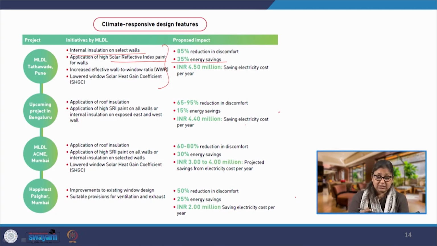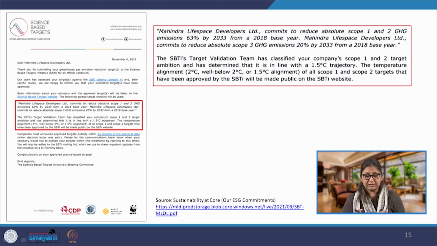Other strategies that they have adopted are roof insulation, improvements on existing window design, and provisions for ventilation and exhaust, besides the ones that we have already talked about. And the energy savings are significant by implementing some such strategies. Overall, if we see Mahindra Life Space Developer Limited, it has committed to reduce the absolute scope 1 and 2 GHG emissions by 63% by 2033 from a 2018 base year.